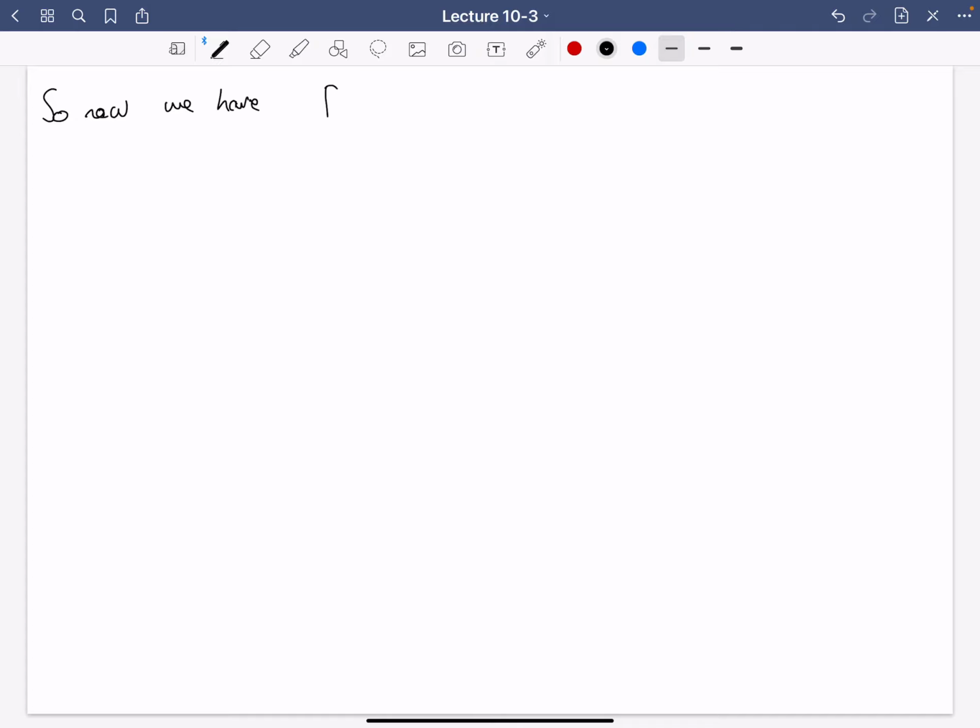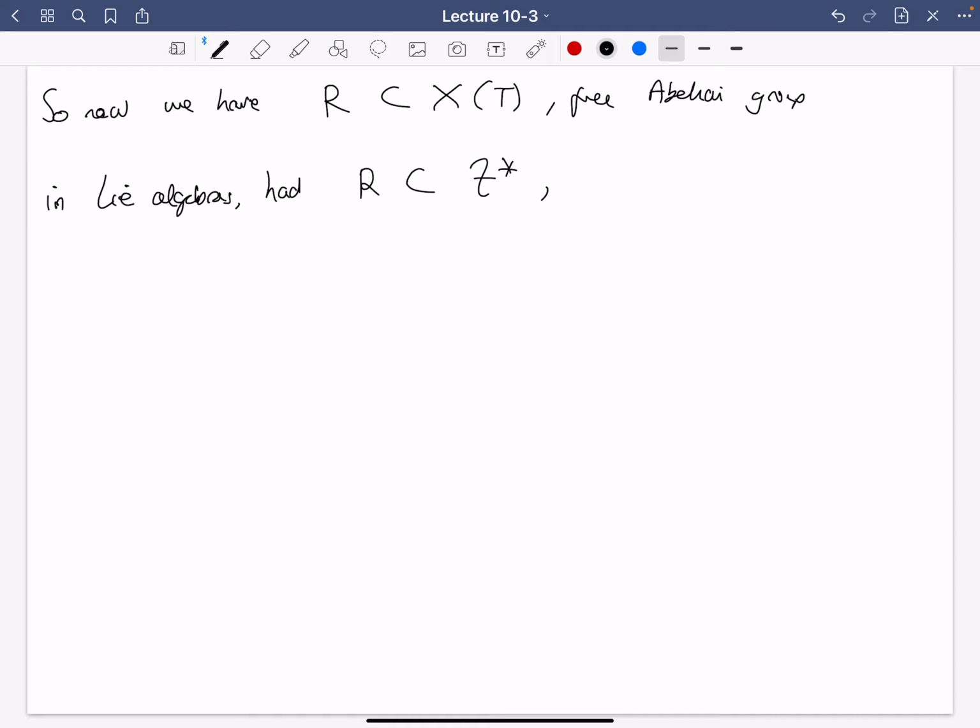So you see, now we have a set of roots sitting inside X of T, which is a free abelian group, whereas in the Lie algebra theory that we did before, we had the root system sitting inside T star, where this was a complex vector space. And so what we want to do is we want to now construct a root system.